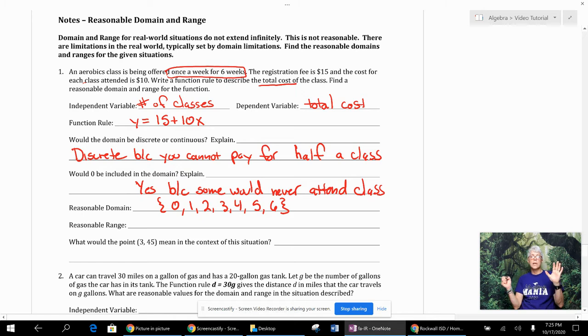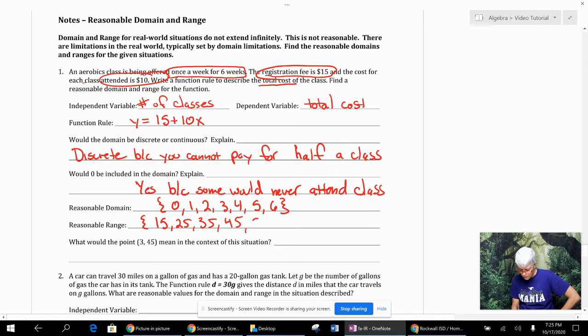All right, so let's say you never go to a class. You sign up, you're all excited, you're going to lose weight. Well, you never go. You're still going to have to pay that $15 registration fee. So at zero, it would be 15. But if I go to one class, I'm going to have to pay $10. So that would be 25, 35, 45, 55, 65, and 75 if I went to all of the classes.